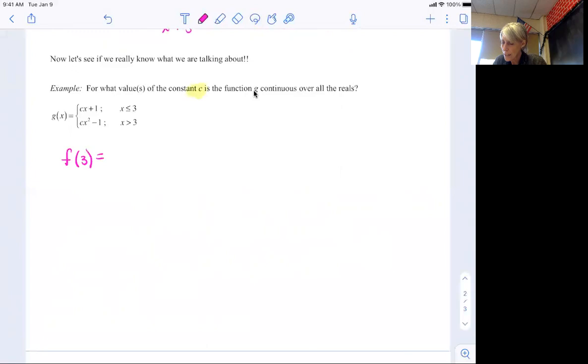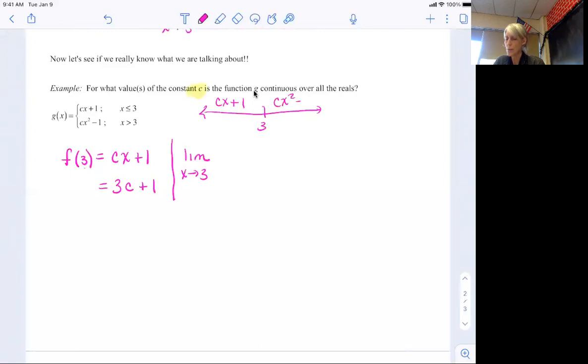Well, f of 3 equals, I'm using that function to evaluate. If I plug in 3 for x, f of 3 is going to equal 3 times c plus 1. Now I'm going to evaluate my limit. The limit as x approaches 3. When I'm less than 3, I'm using this rule. When I'm greater than 3, I'm using that rule. So this is like a little backward thinking because now we're finding what value of c is going to make this work.